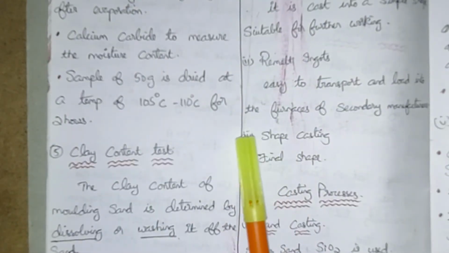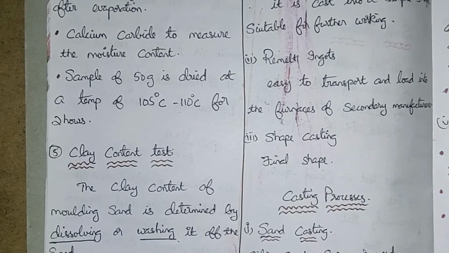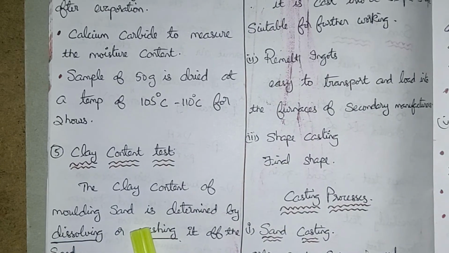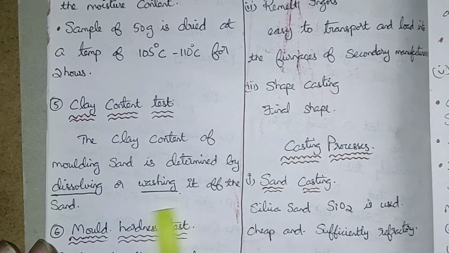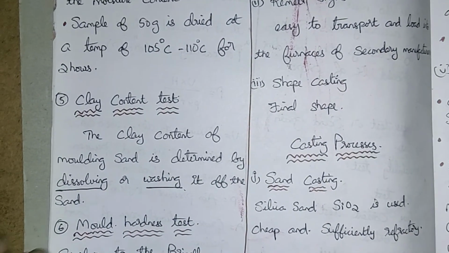Next is the clay content test. The clay content of molding sand is determined by dissolving or washing it off the sand. Next, the mold hardness test is similar to the Brinell hardness test.